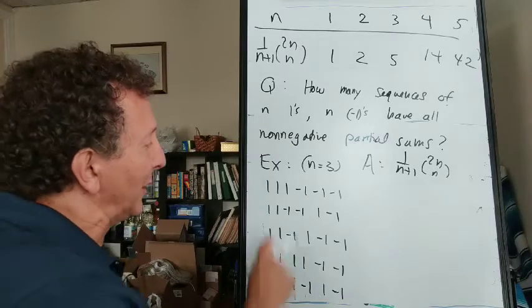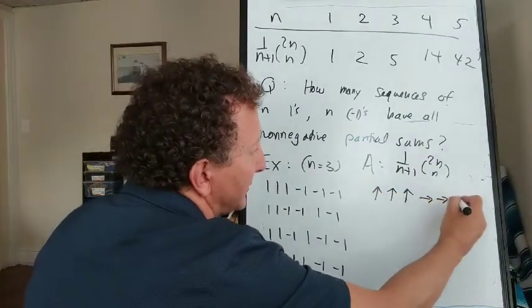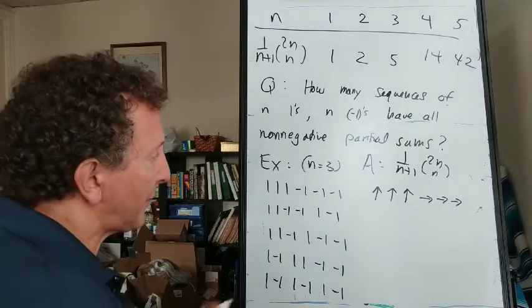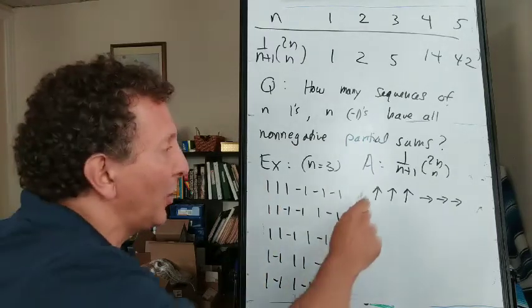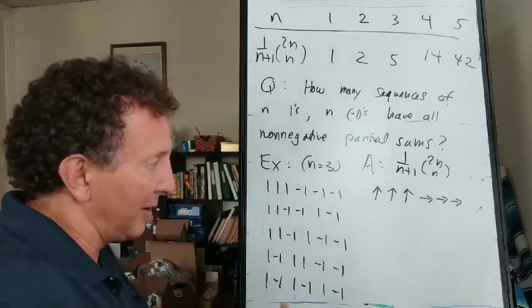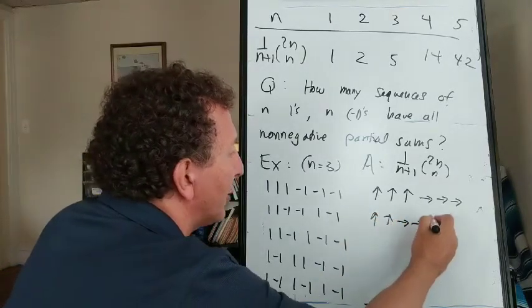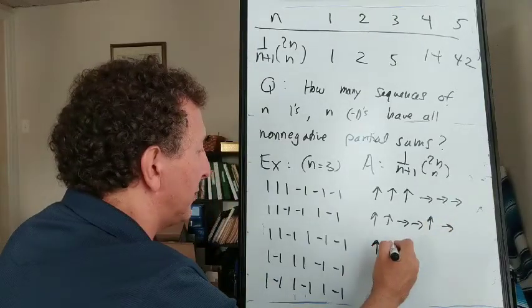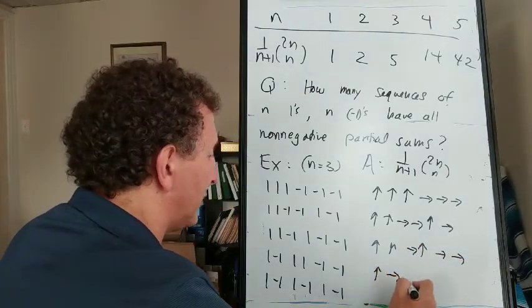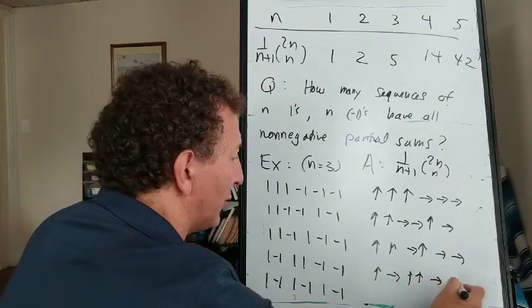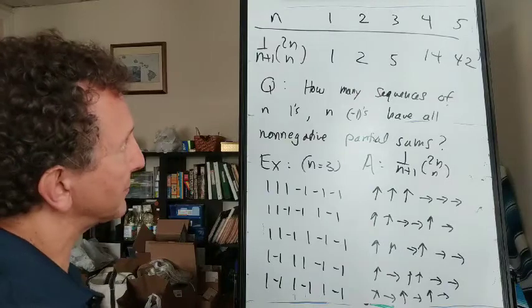And the bijection is pretty easy. We can turn every 1 into an up step, and every minus 1 into a step to the right. And always having non-negative partial sums is the same as always having more 1s than negative 1s so far, which is the same as having more up steps than right steps so far, and therefore not crossing the line y = x. So up, up, over, over, up, over, up, up, over, up, over, over, up, over, up, up, over, over, and up, over, up, over, up, over.